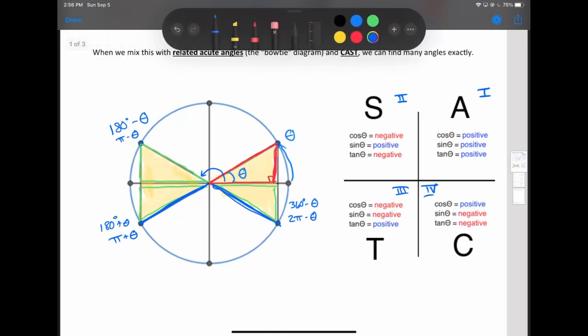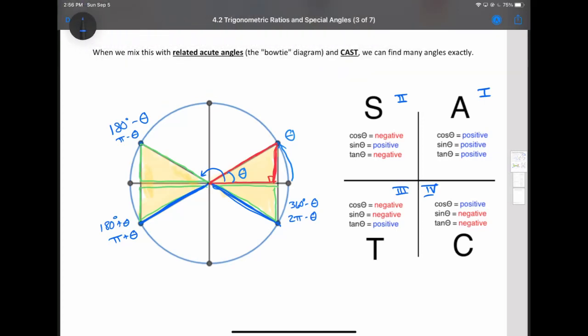So now that we have the cast rule, we can say that anything in quadrant 1 is going to be positive. That's what the A stands for, is all of them are positive. The sine, cos, and tangent. If our angle is in quadrant 2, the S says only the sine will be positive, the cos and tan will be negative. In quadrant 3, only tan will be positive, sine and cos will be negative. And in quadrant 4, only cos will be positive, sine and tan will be negative. And that's going to help us actually solve some pretty straightforward stuff if we can remember those ideas.